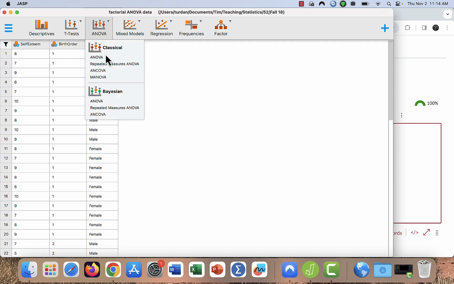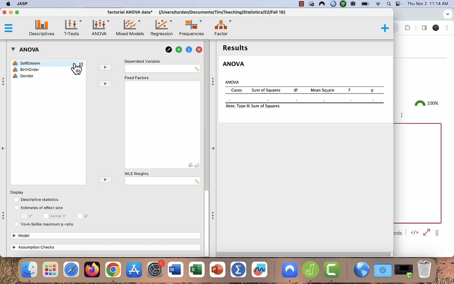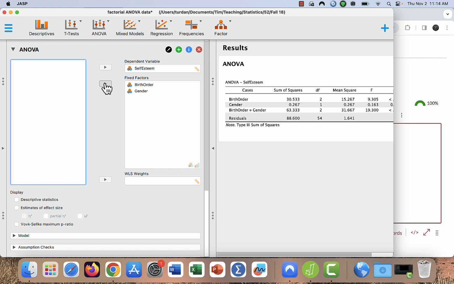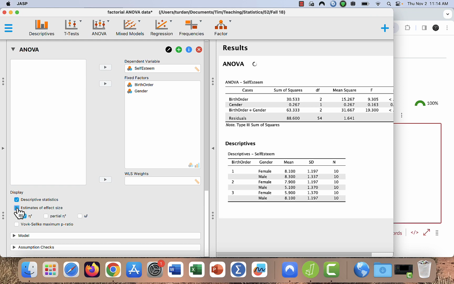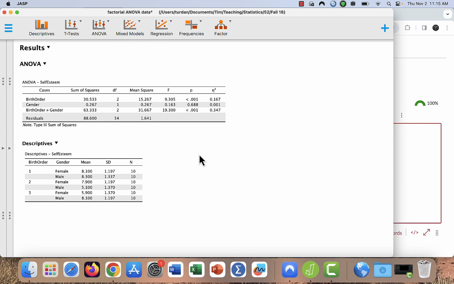So I go to ANOVA and I just click on that. Self-esteem is my dependent, birth order and gender are my 2 independent variables. It's handy to get descriptive statistics and estimates of effect size. So let's stop here for a minute and take a look. Okay, so I've got my Factorial ANOVA results, and I have 2 possible main effects, one for birth order, one for gender, and 1 possible interaction effect.